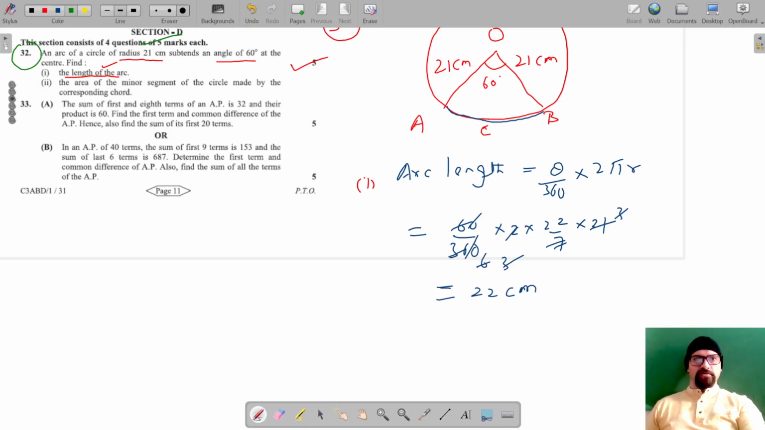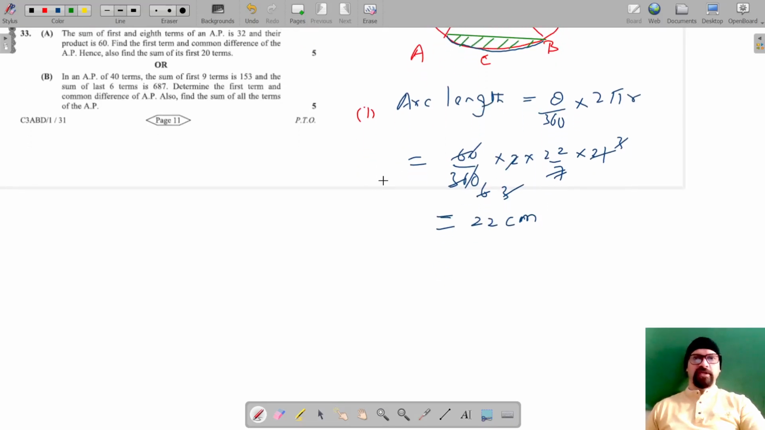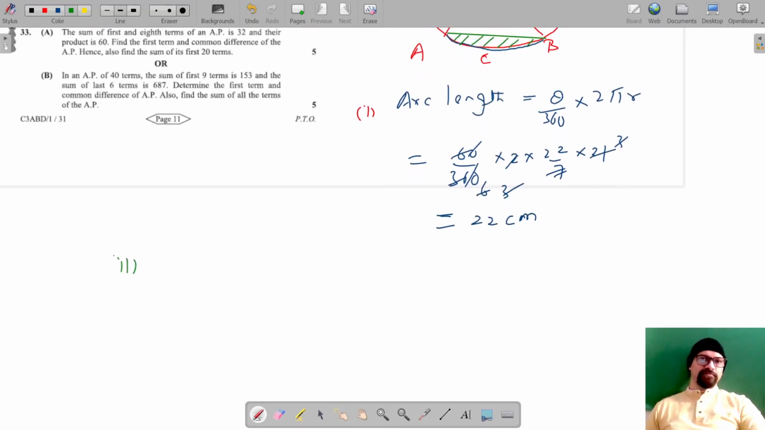And moving on to the second part, we have to find the area of the minor segment. So let's join this chord AB, and now we have this segment AB. We have to find the area of the minor segment made by the corresponding chord. So we have to find the area of the segment ACB.